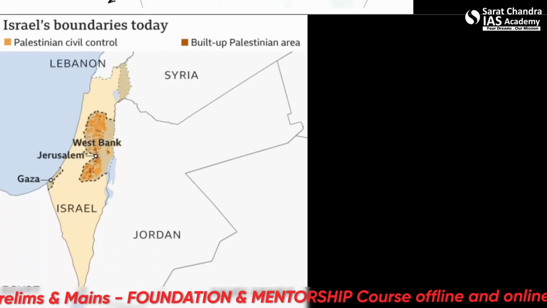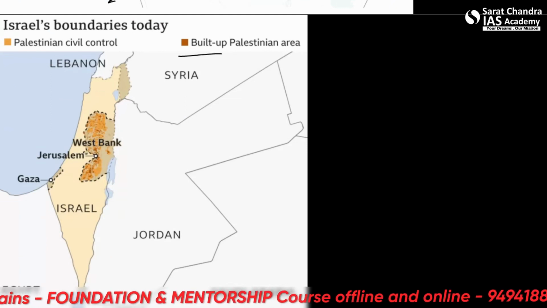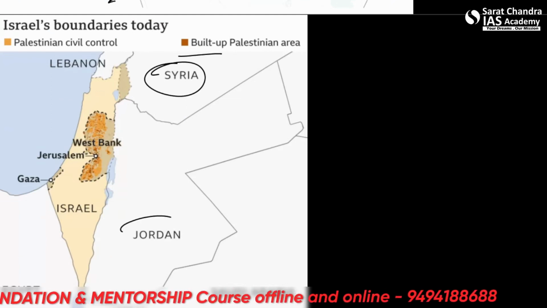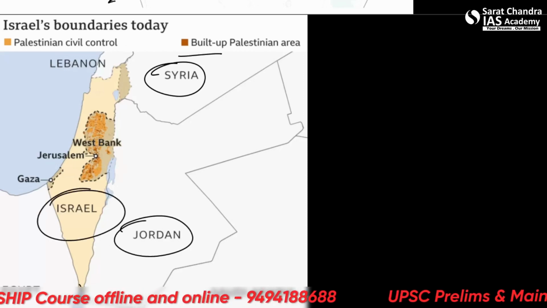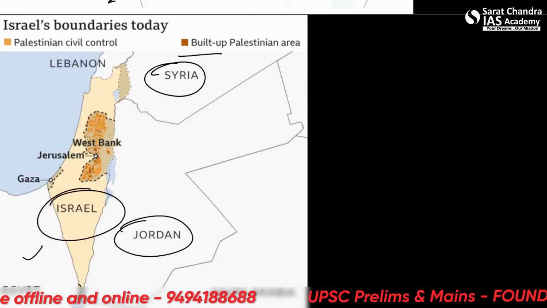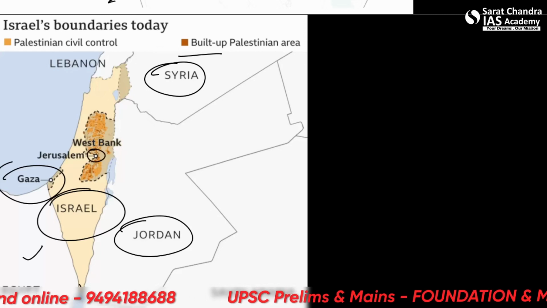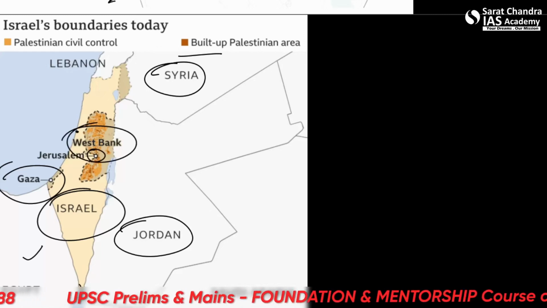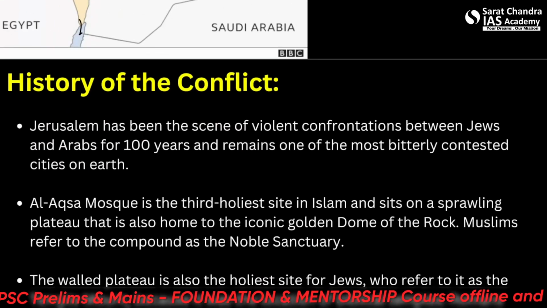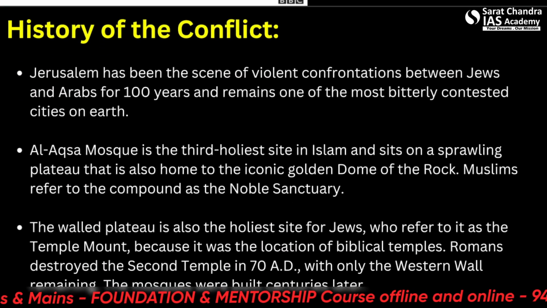Let's further move to Israel's boundaries today. So this we have already seen. This is Syria, the Jordan here. This is Israel in line with the Red Sea. This is Egypt. This is Gaza Strip. This is Jerusalem, West Bank. The Tel Aviv is here. We have already seen this one, so let's move forward directly to the history of the conflict.